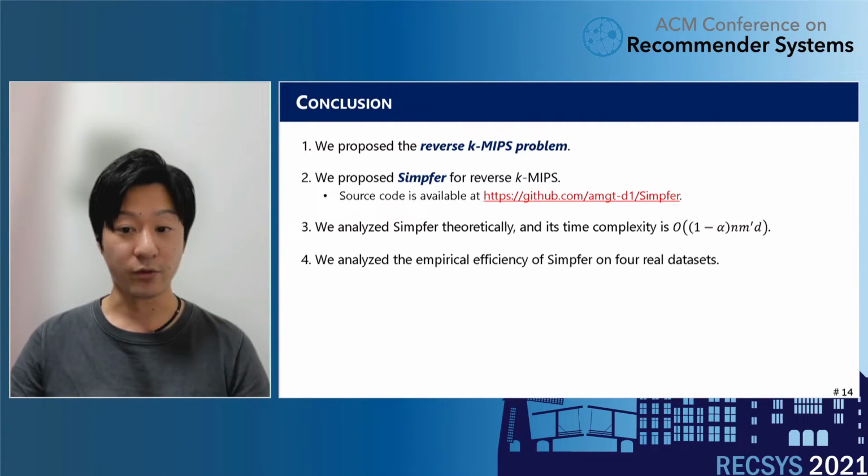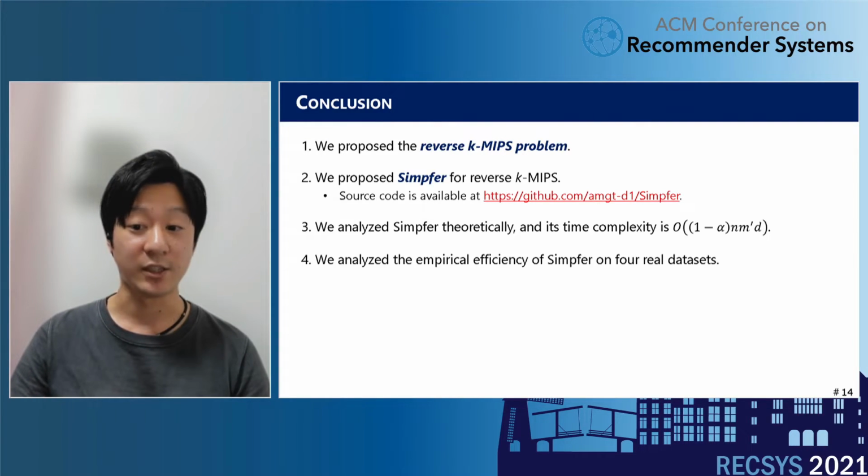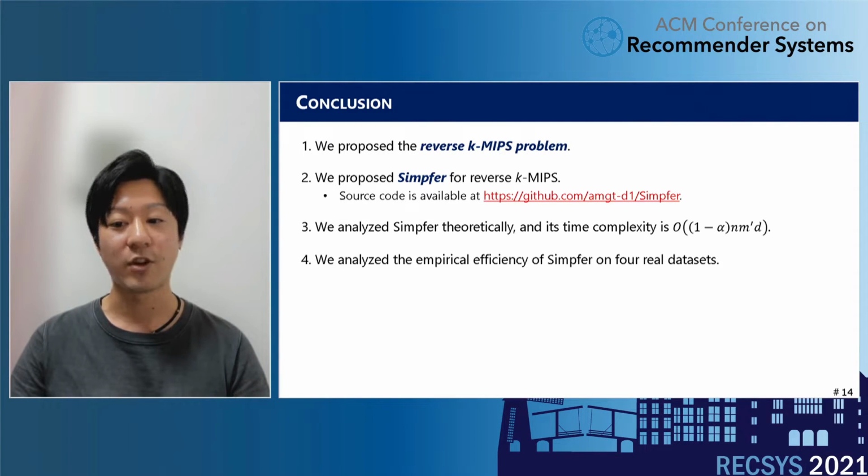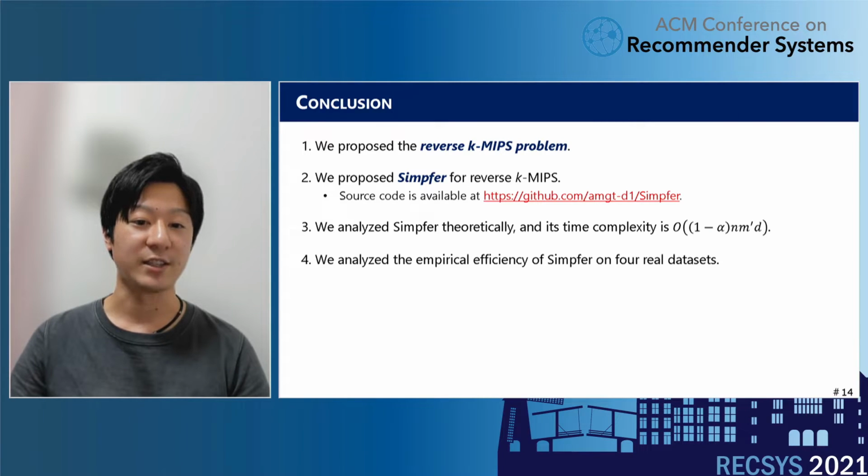To conclude, we propose the reverse k-MIPS problem, and as its solution, we propose simpler. We theoretically show that simpler is faster than the k-MIPS-based solutions. Also, we empirically show that simpler is significantly faster than the baselines.